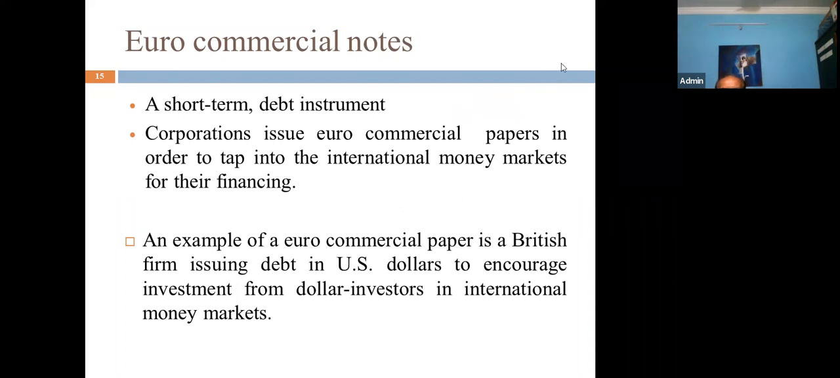Now a company who wants money for a short period, maybe for 3 months, 6 months, goes for Euro commercial notes. Understand this: an example of Euro commercial paper is a British firm issuing a debt instrument in US dollars. So the British company is issuing in US dollars to encourage investment from dollar investors in the international money market.